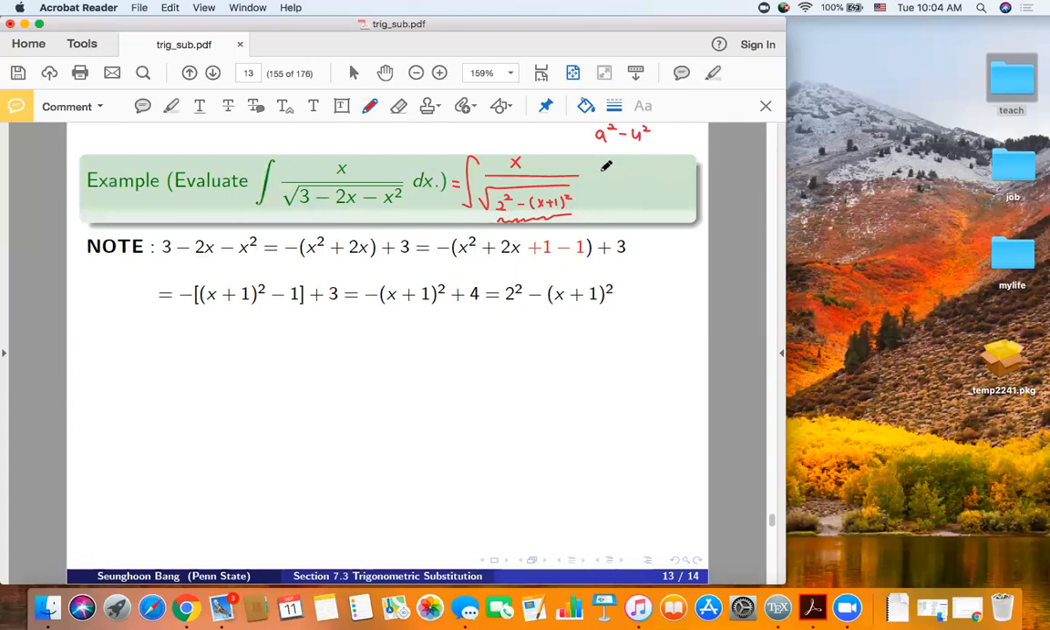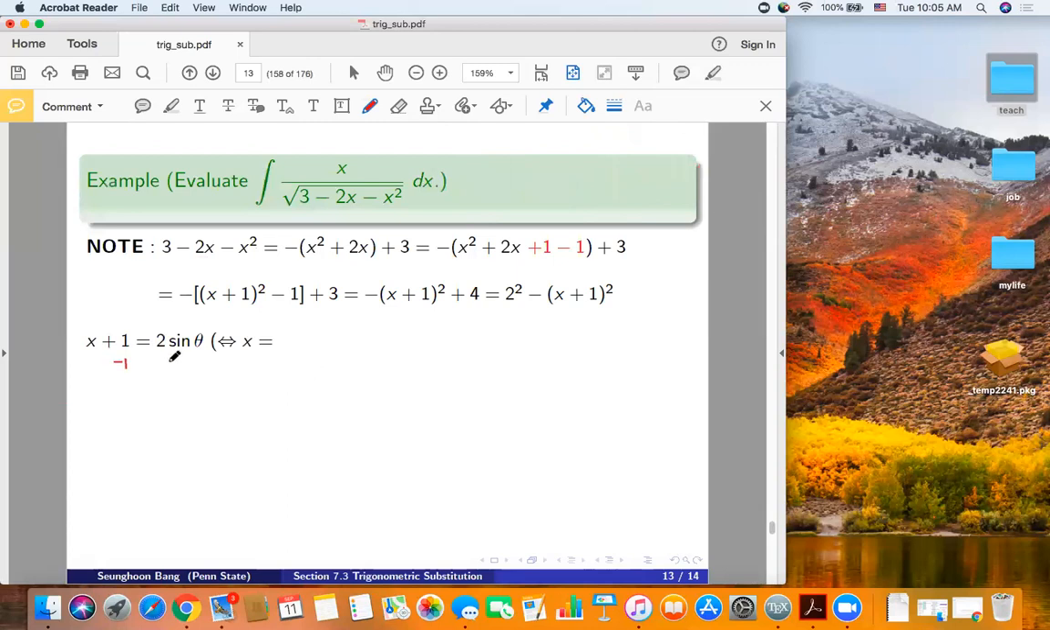In this case, you can use u equals a times sine theta. What is u? u is x plus 1, and a is 2. So x plus 1 equals 2 sine theta. This is the whole idea. You can use the trigonometric substitution.